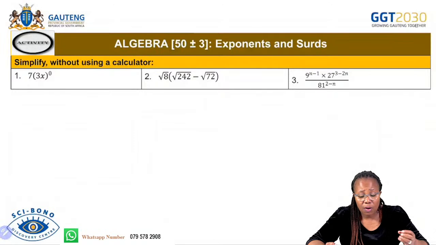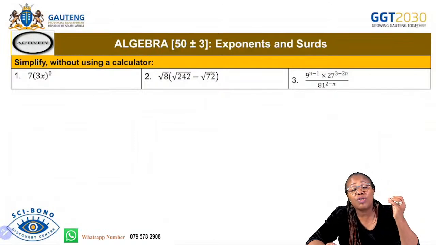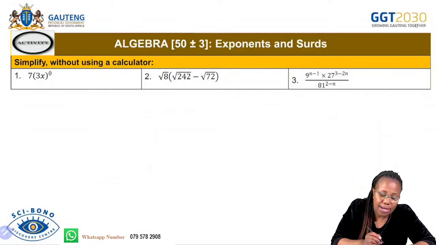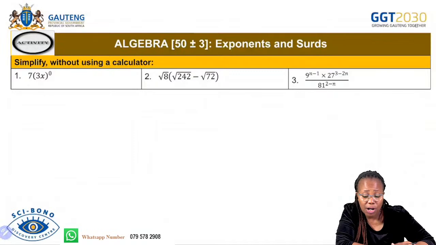And then we are now going to apply the exponential rules and the surds rules. To solve exponents, surds, and logs, we will use specific rules that you apply to solve those particular topics. Exponents, surds, logs, you use the rules to solve. And then now let's look at the first exponential expression there. It says 7 into 3x to the power 0.